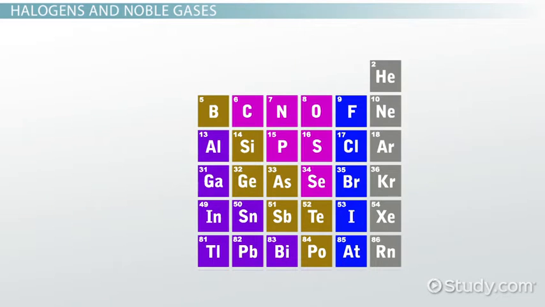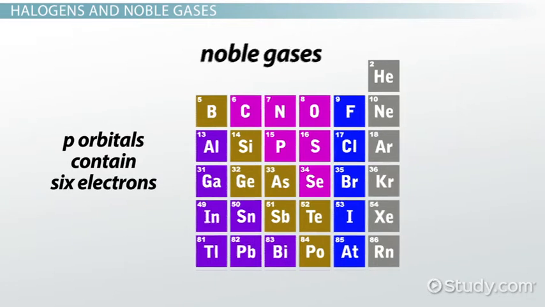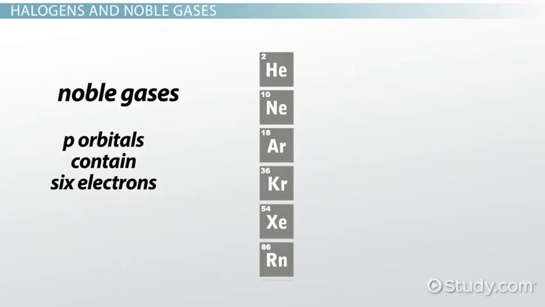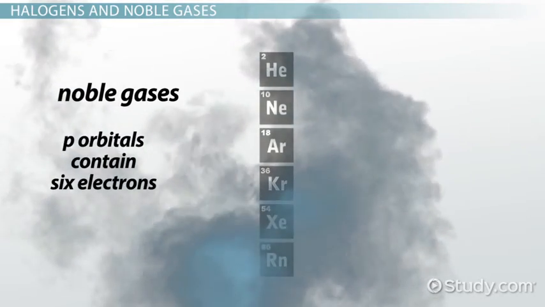The group that resides in column 8A is called the noble gases. Their p orbitals contain 6 electrons. This group is non-reactive and generally does not bond with other elements, preferring to exist by themselves. These gases are clear and odorless.